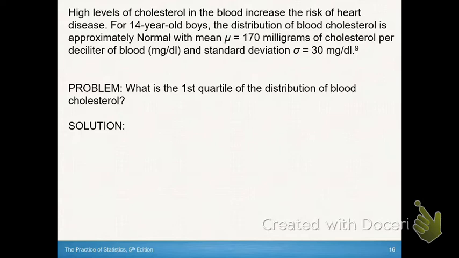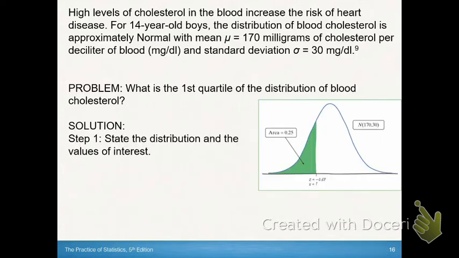So remember that quartile means a quarter or 25%. So we'll start by sketching a normal curve and shading in the bottom 25%. Then we will either use our table or our calculator and we'll get the appropriate z-score of negative 0.67.